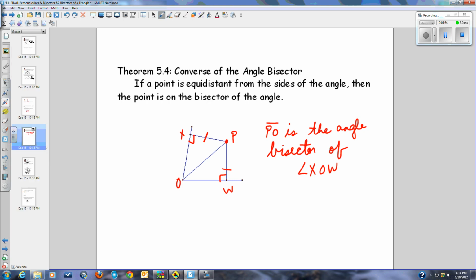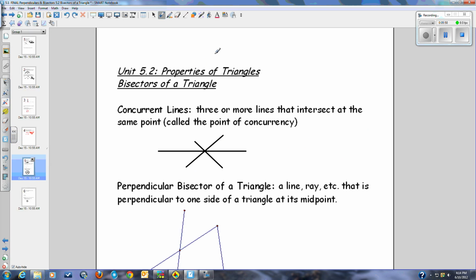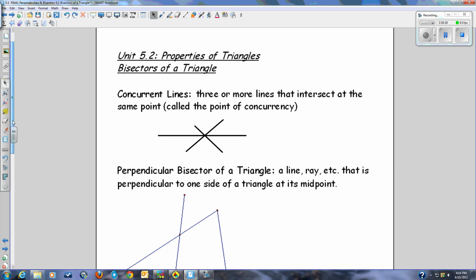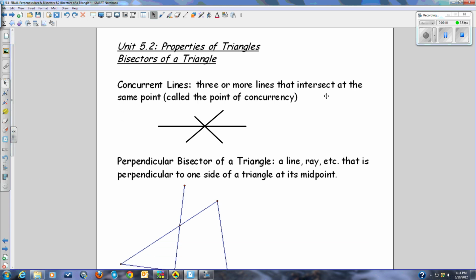So next, moving on. Properties of triangles. We're looking at bisectors of triangles now. And first of all, we need to look at the definition of concurrent lines. Three or more lines that intersect at the same point are called concurrent lines. And the point where they intersect is the point of concurrency.